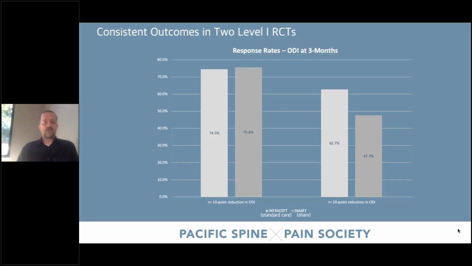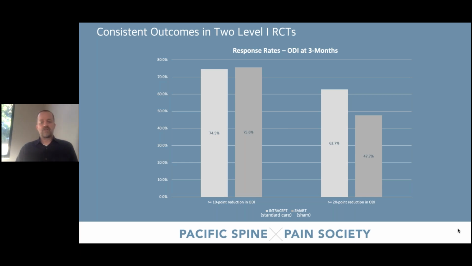This slide compares responder rates in the 2 different randomized controlled trials. The lighter bars represent the Intercept study, which is the study I just reviewed with a standard care comparison. The darker bar is the SMART study with the sham comparison. This is only looking at the treatment arm subjects, and you can see that the success of treatment was slightly greater in the second randomized controlled trial than it was in the first.